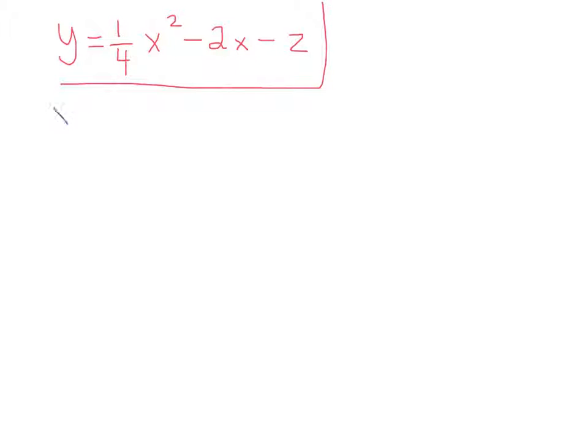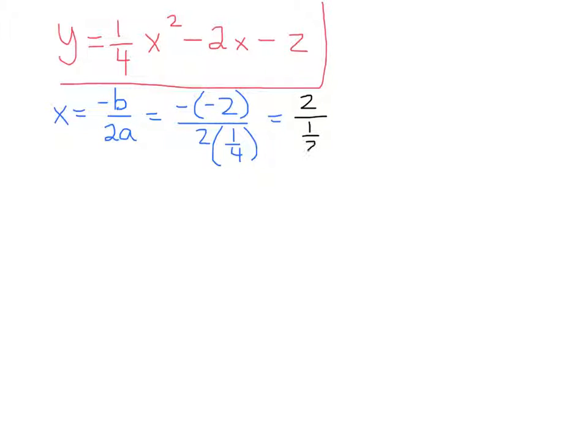The x value of the vertex is negative b over 2a. So that's going to be negative, and then b is negative 2, over 2 times a, which is 2 times 1/4. Okay, so let's keep going. 2 negatives in a row make a positive, so I've got 2 over, and 2 times 1/4 is a half. Of course, if I type the half in the calculator, I got to put it in parentheses. When you divide that, you'll get 4. So my x value is 4.